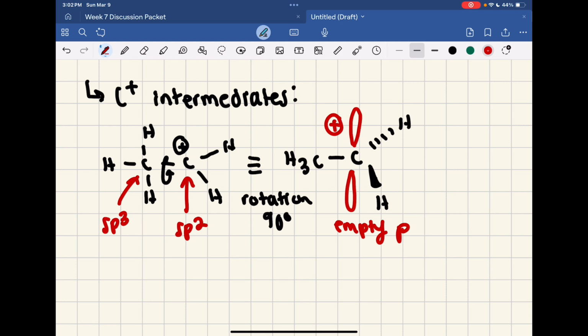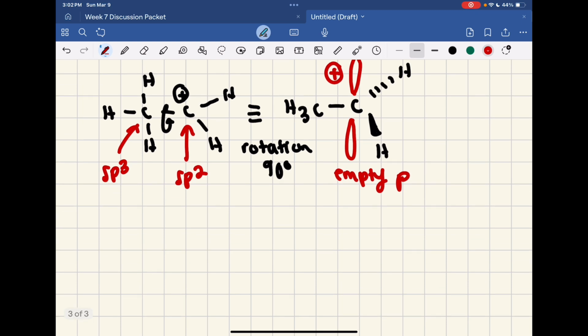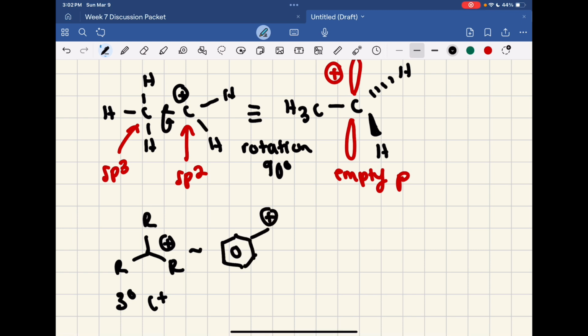So there are relative stabilities of carbocations, and I'm going to first introduce the trend, and then we'll understand why that trend is the way it is. Essentially, a structure that looks like this is what we call a tertiary carbocation, and that is the most stable. It has similar stability to what we call a benzylic carbocation. This is a carbocation directly adjacent to a benzene ring. Benzylic carbocations are really, really stable. So those have equivalent stability in my opinion. Then the next one would be a secondary.